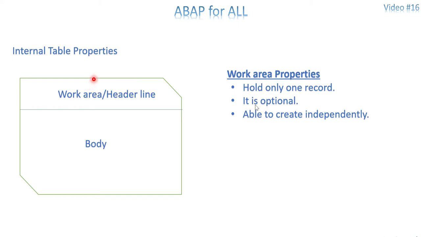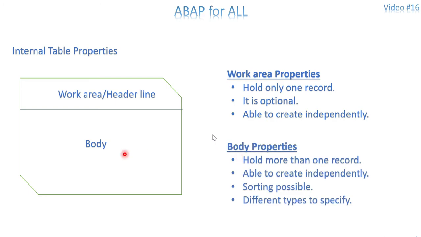It's not like everything comes under one. You don't have to create the work area and body together. It depends on the requirement. And the next one is body. It can hold more than one record at a time, and this is also able to be created independently. A work area is not required to create a body.